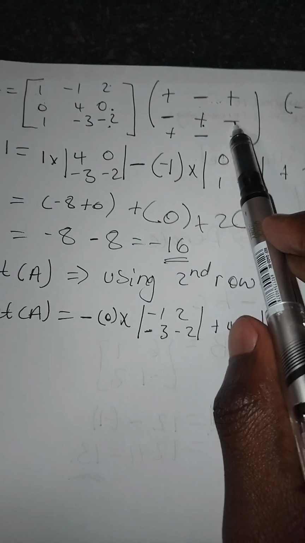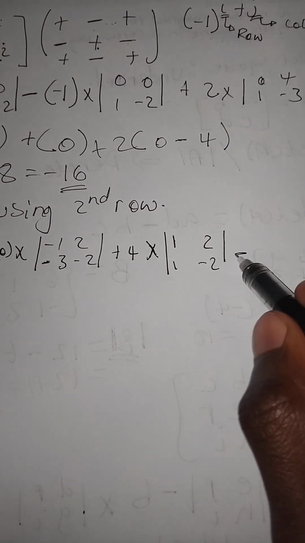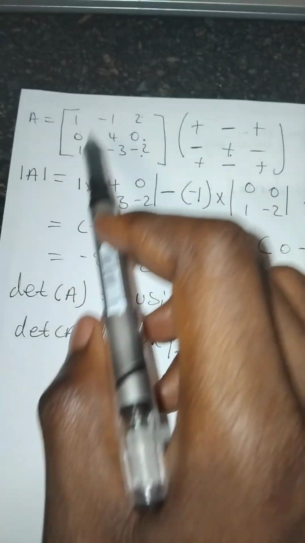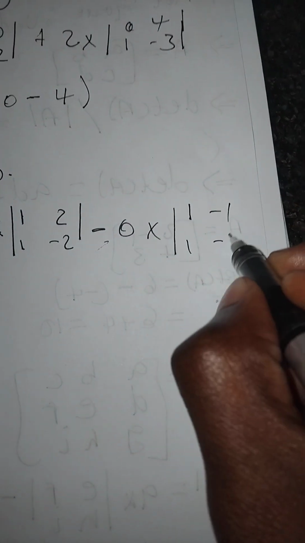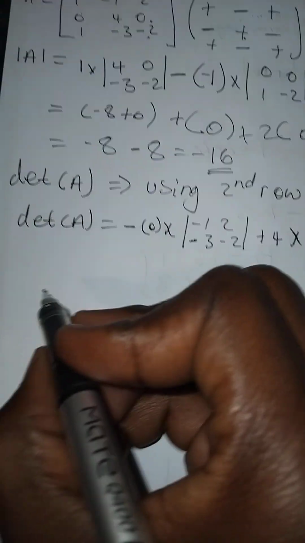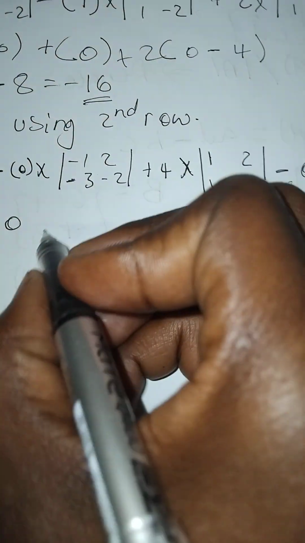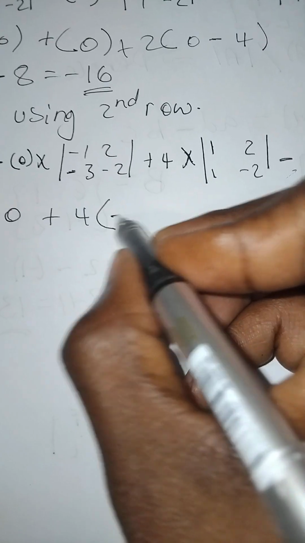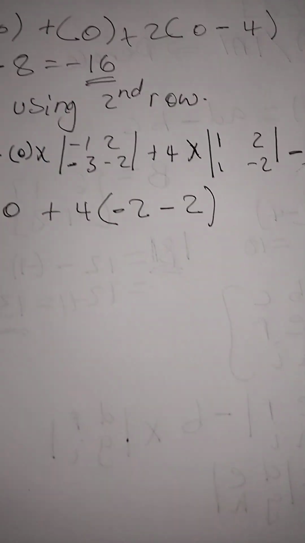It's gonna go with this negative. We are on this row, so it's gonna go with this negative. So it's minus 0 by, we cancel the column and the row, we get 1 minus 1, 1 minus 3. So what remains there is 1 minus 1, 1 minus 3, like that. So when we simplify, this one gives us 0 and this one gives us plus 4 into 1 multiplied by minus 2, we get minus 2, and 1 multiplied by 2, we get minus 2 again, like that.